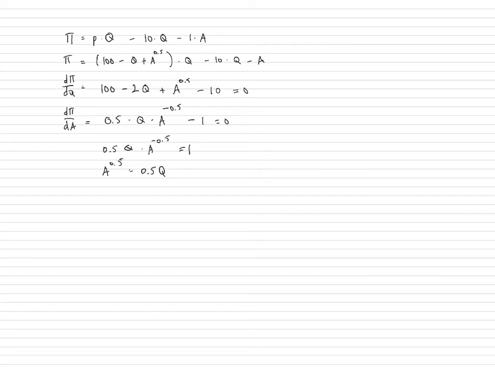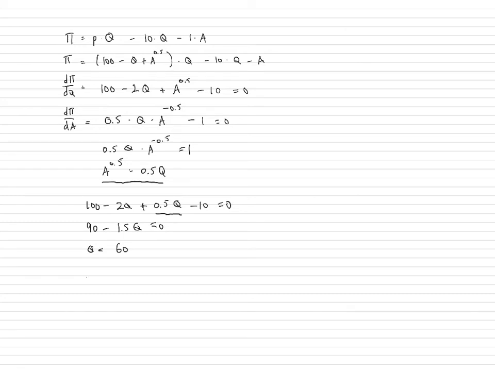Now I'm going to plug this into my first equation, which gives me 100 minus 2q plus 0.5q minus 10 equals 0. So I plug this in for the a to the power 0.5 here. Then I have 90 minus 1.5q equals 0. Q equals 90 divided by 1.5, so Q equals 60, right?